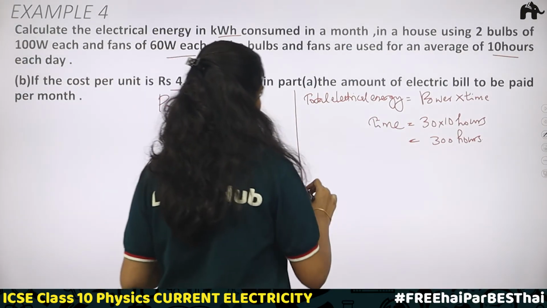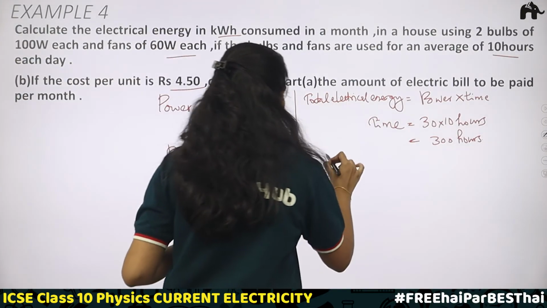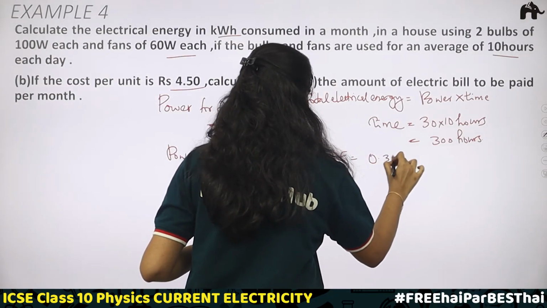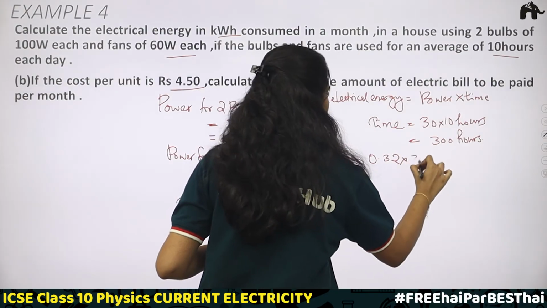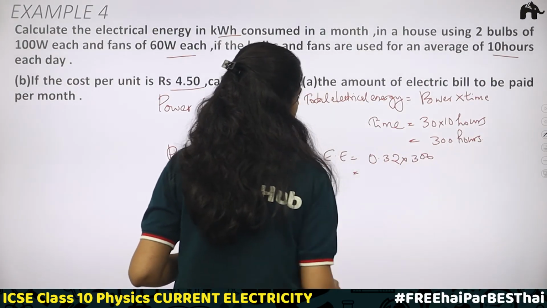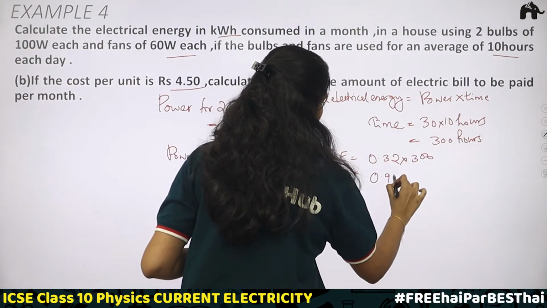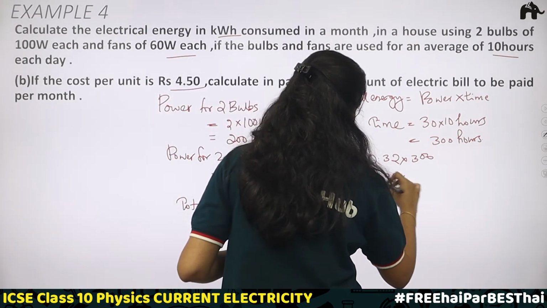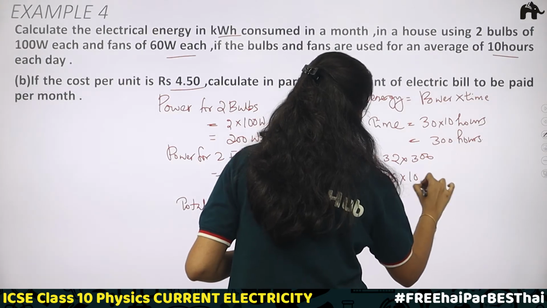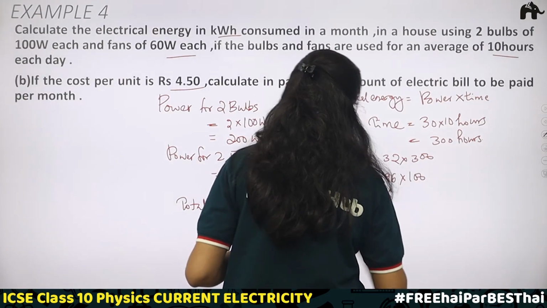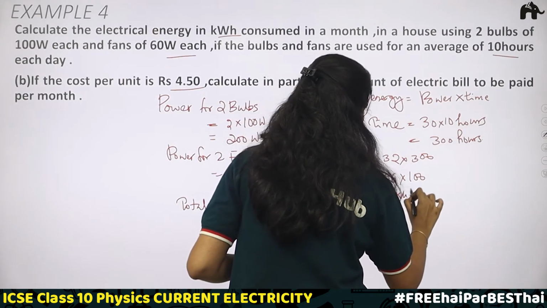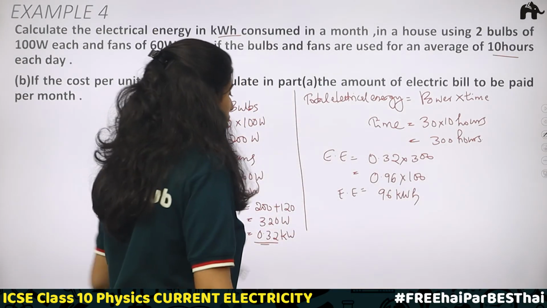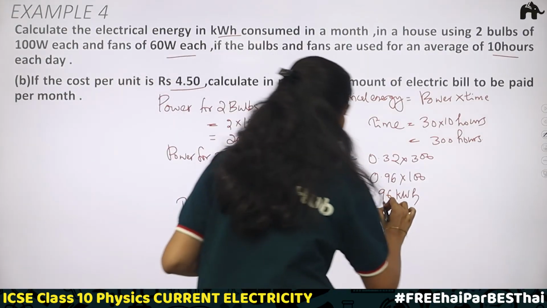Now, the total power we have, we can find the total electrical energy. Electrical energy will be equal to 0.32 into 300, which is equal to 0.96 into 100, which is 96 kilowatt hour. Okay, total electrical energy that is consumed for a month will be equal to 96 kilowatt hour.